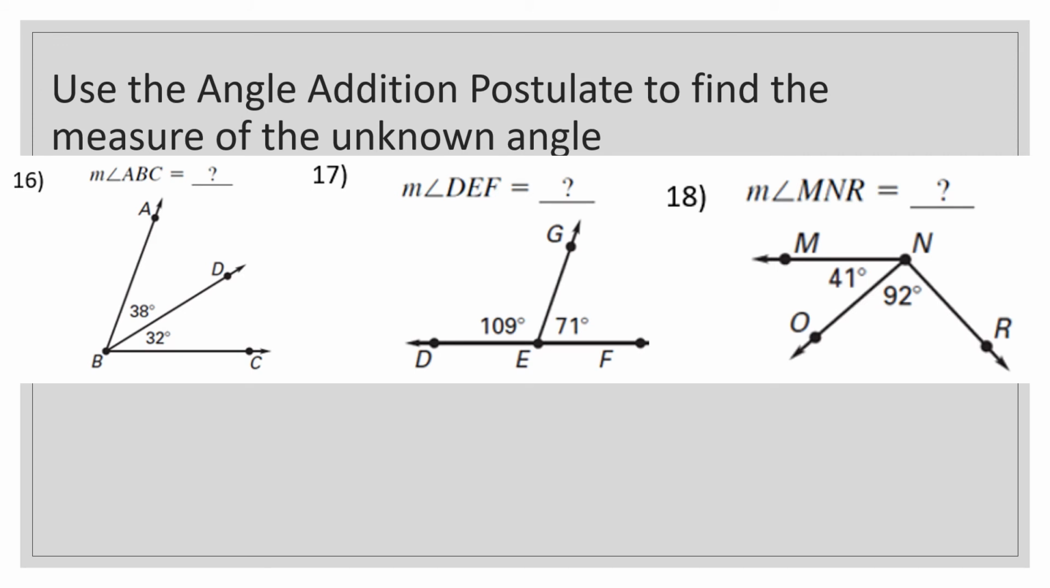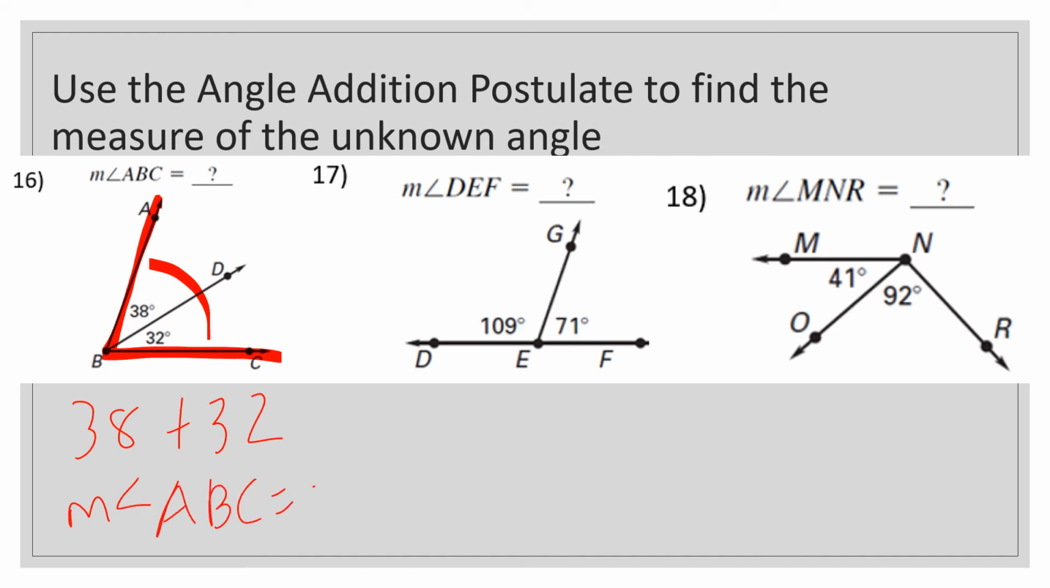So I am looking for the big one here, okay? So that means I just need to add up the two angle measures that are inside. So I do 38 plus 32, which would be the measure of angle ABC is 70 degrees.